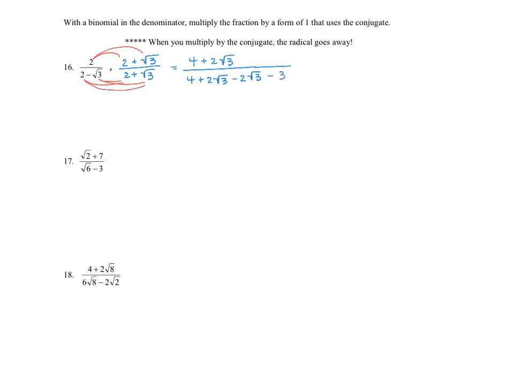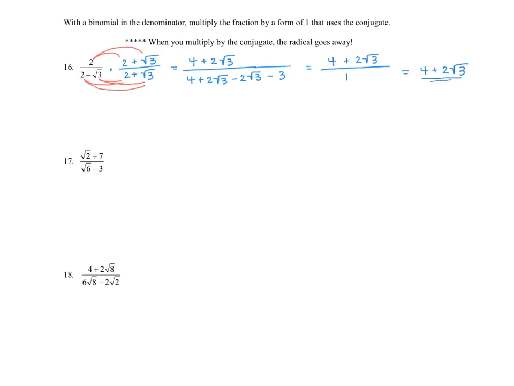We'll combine like terms in the numerator and combine like terms in the denominator. So we'll have 4 plus 2 rad 3 in the numerator. In the denominator, we have 4 minus 3, which is simply 1. And 2 rad 3 minus 2 rad 3 makes the rads disappear, which was our goal. And if we simplify further, we can just say this would simplify to 4 plus 2 rad 3.